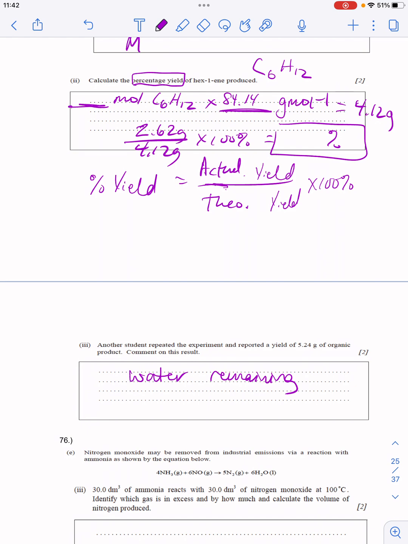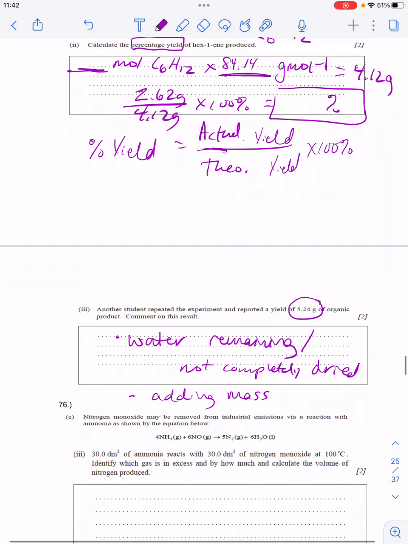And if there's water remaining, if it's not completely dried, that's going to add to the mass, make the mass over 100% of the yield. So that's how 5.24 is above your yield of 4.12 grams. So I think that water remaining or it's not completely dried is probably the answer that they're looking for. That's adding mass, and that's why you have greater than 4.12 grams in your yield.